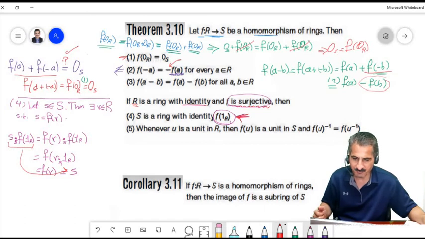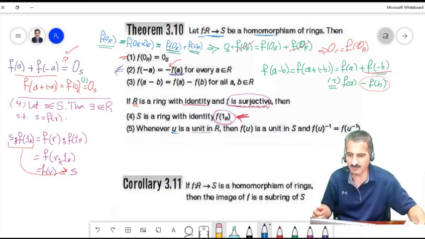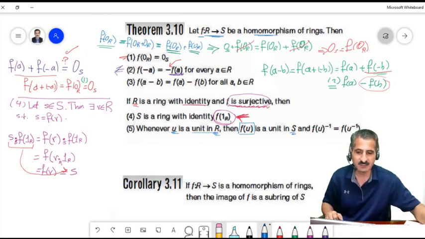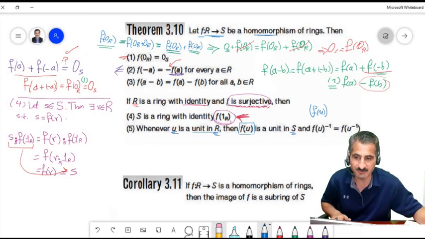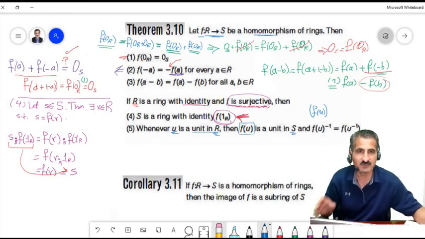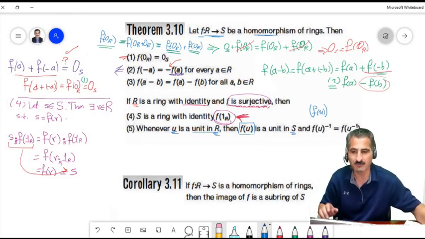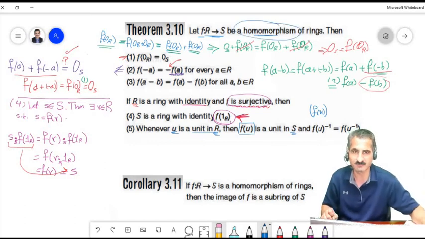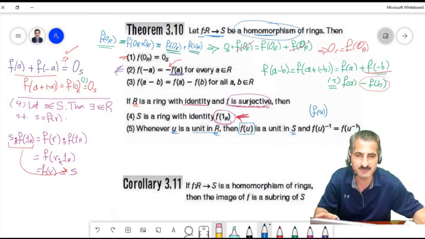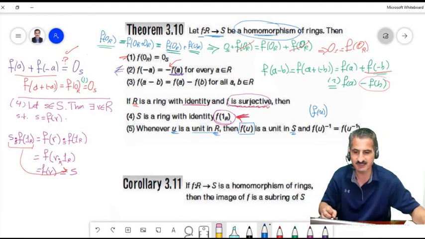Now, let's prove part 5. It says if U is a unit in R, then its image in S is also a unit. And it tells us that the inverse of the image, this inverse is not for f. F might not be invertible function. We are not requiring here f to be injective for the whole theorem. All we need is f is a homomorphism. It could be homomorphism but not injective.